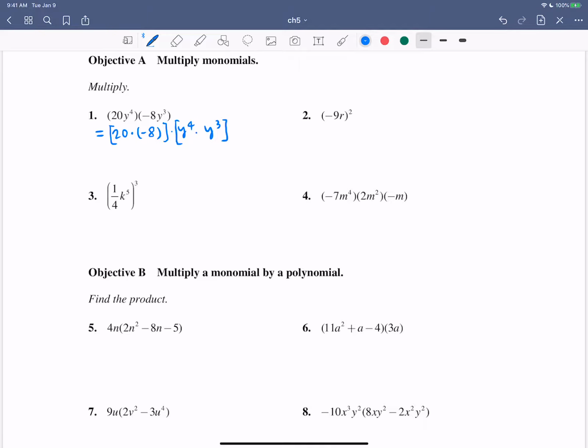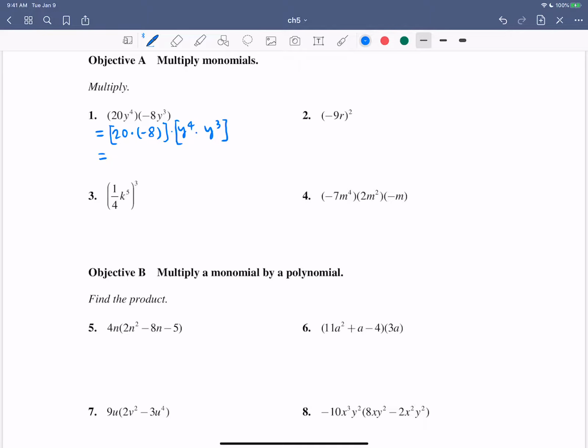There's one property that allows us to do this, which is the commutative property of multiplication, along with the associative property of multiplication, which allows us to regroup. Once we regroup the factors, we're going to simplify.